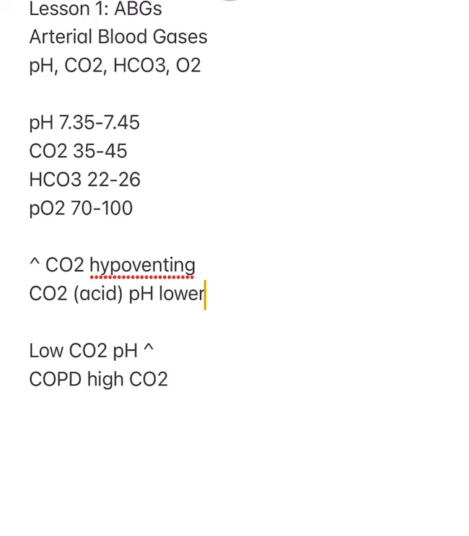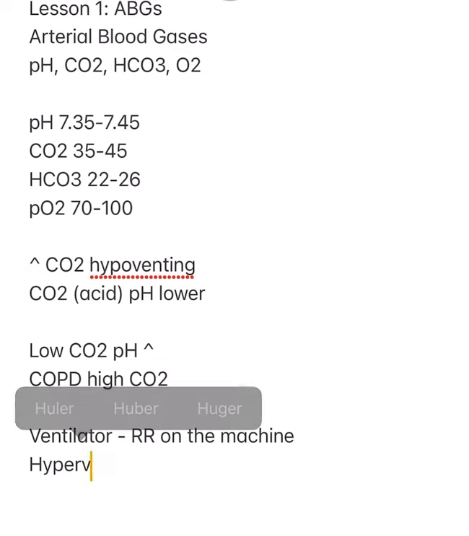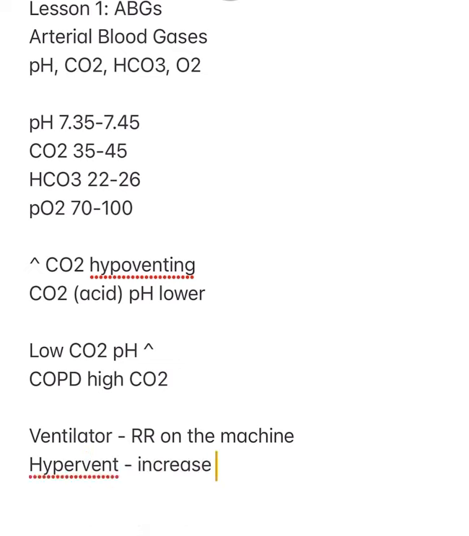Like I was saying before, if someone's on a ventilator, we can maneuver what's called the respiration rate on the machine to either help the patient blow off more CO2 or try and retain more CO2. What can also help with someone who is hyperventilating is an increase in sedation. Sometimes due to pain or agitation or asynchrony with the vent, patients can have low CO2, which can affect the pH, which can be a big problem.